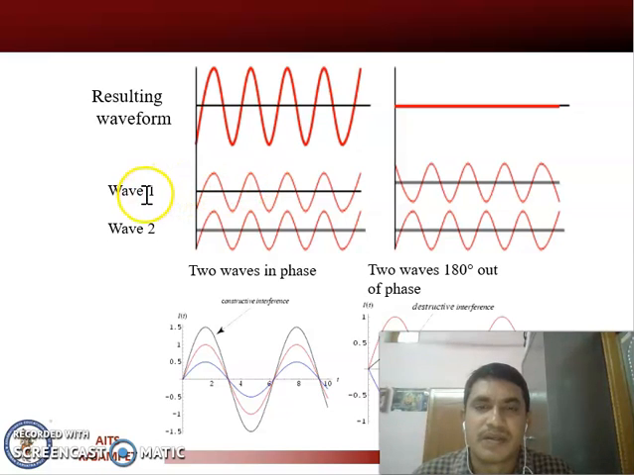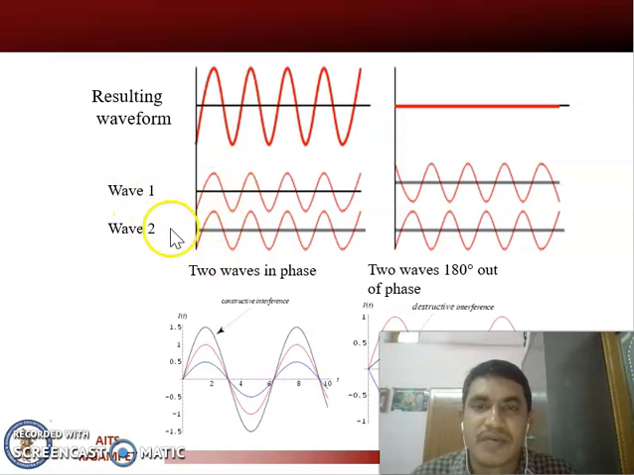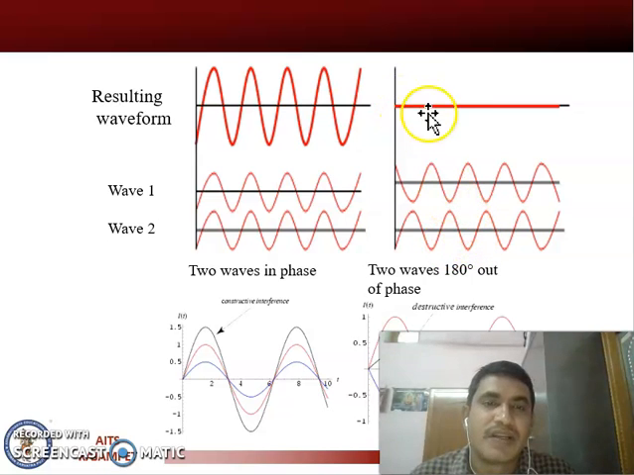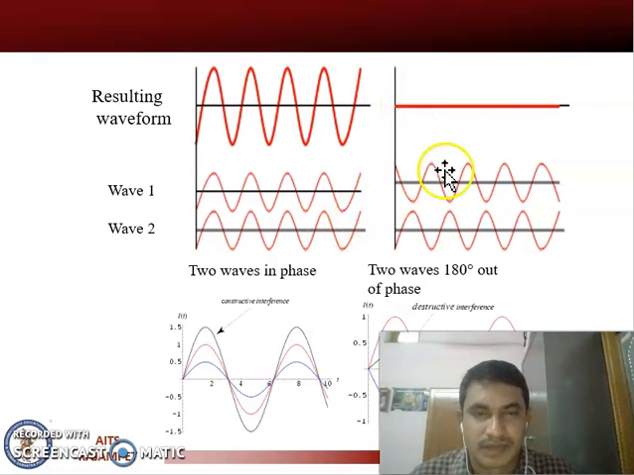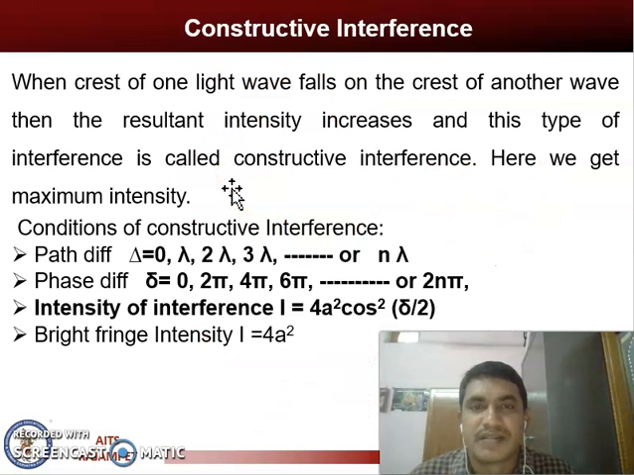This is another example of constructive and destructive interference. Here wave 1 and wave 2 are in the same phase, and we get the resulting waveform due to the superposition of wave 1 and wave 2. In another example, these two waves are out of phase by 180 degrees, and we get a resultant wave like this. This is the example for destructive interference, and this is the example for constructive interference.